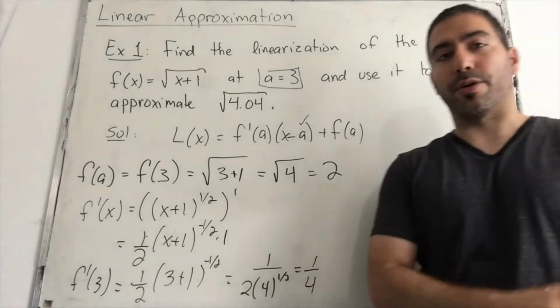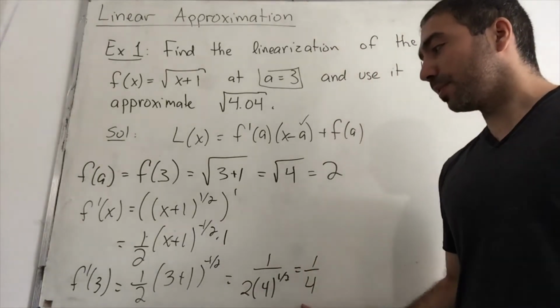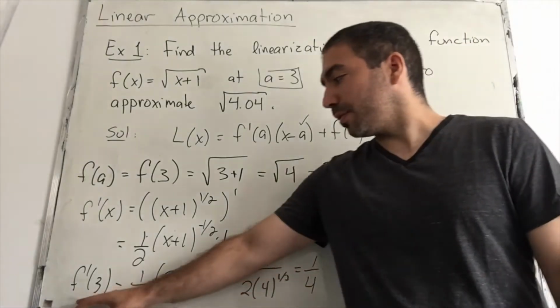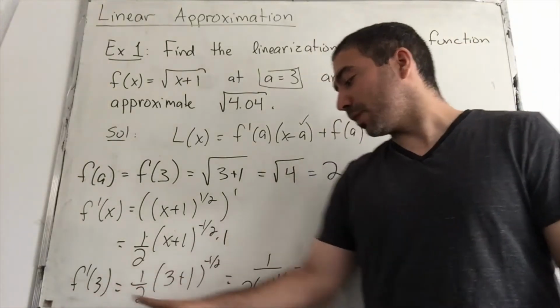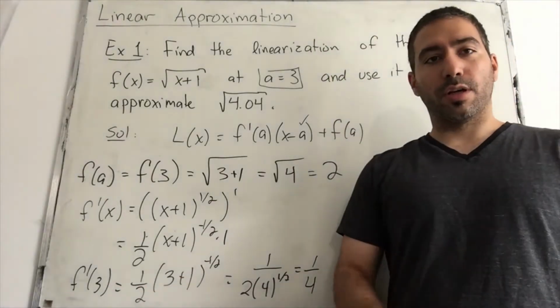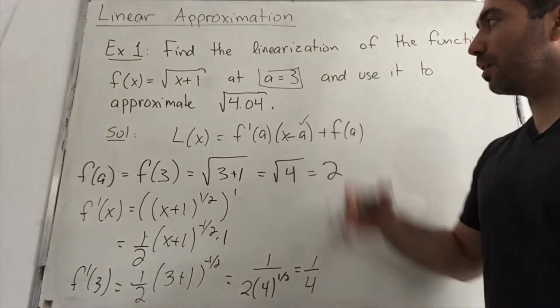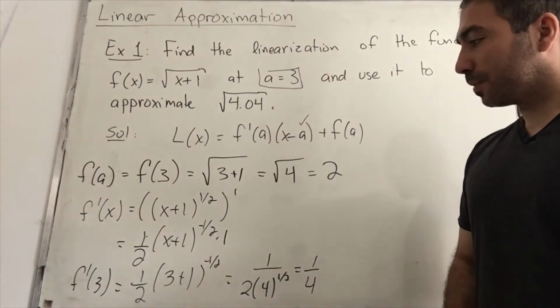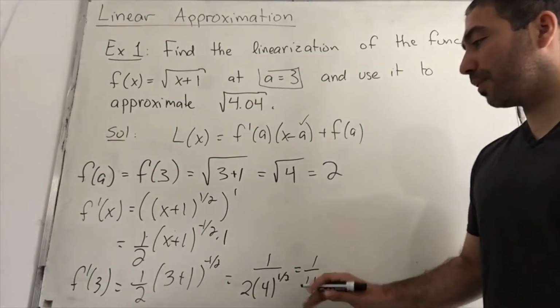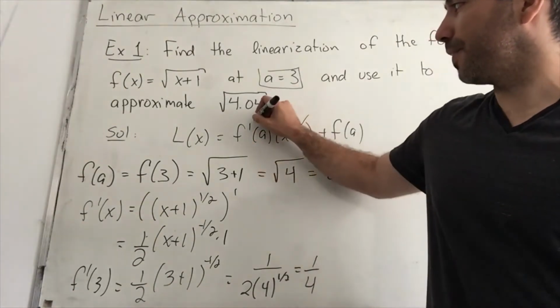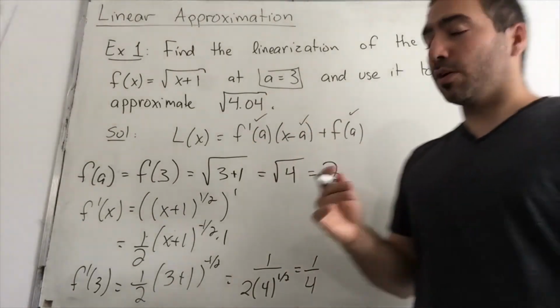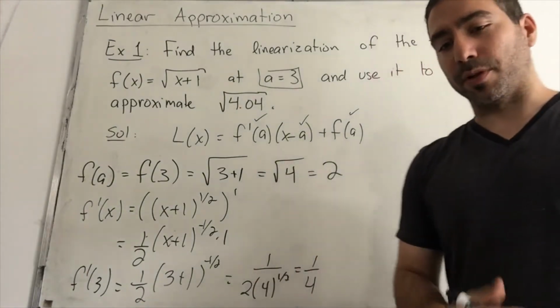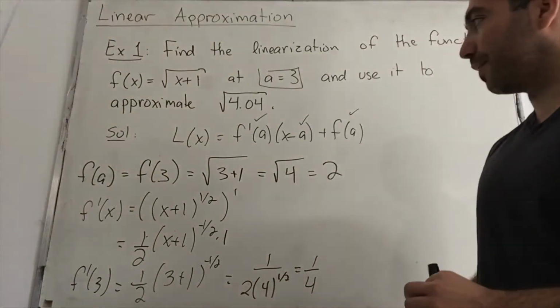So we get 1/4. So the derivative of f at this given point gives us the slope, which is 1/4. So the slope is going upwards because it's positive. So now that we found this, we have our f prime of a. This is done. We have our f of a. We just got our linearization formula. So let's go ahead and plug everything in.